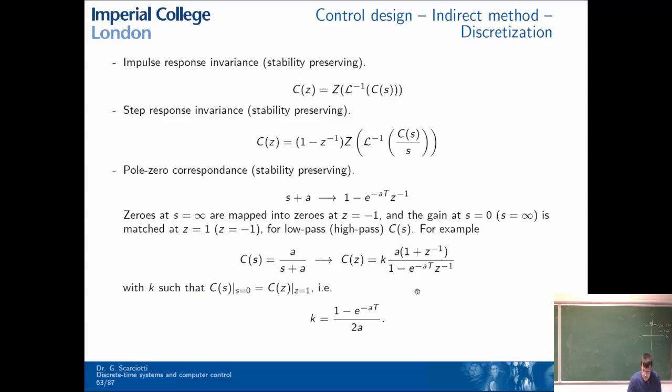With this discretization algorithm, we conclude the topic of indirect methods. And now we are ready to move on to the next method, the direct methods of control.